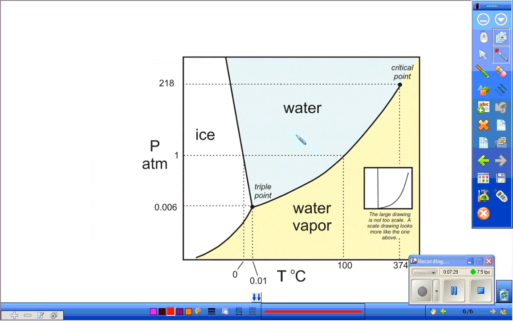If we look at water, we have the ice, the water, and the vapor, or the water vapor. You'll notice here this triple point is at 0.006 atmospheres, and it's actually just a little bit below the normal freezing point. It's 0.01. If we move up, you'll notice the freezing point's right here. At 1 atmosphere, we have a freezing point of 0 degrees Celsius.